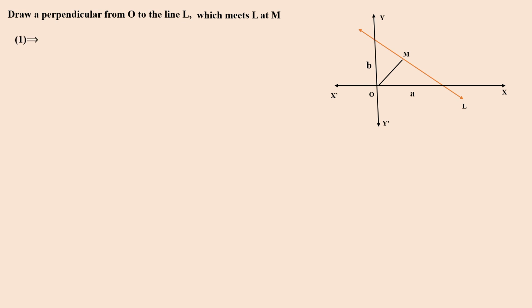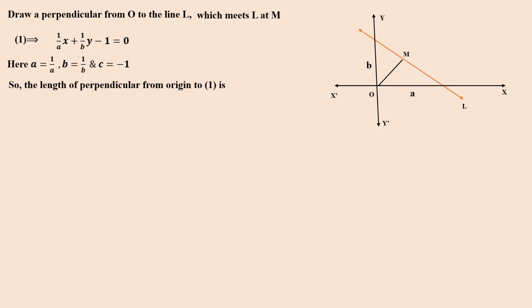So 1 implies 1 by a x plus 1 by b y minus 1 equal to 0. Here, this is in the form ax plus by plus c equal to 0. So instead of a, you have 1 by a. Instead of b, you have 1 by b. Instead of c, you have minus 1. So we are going to use the formula.